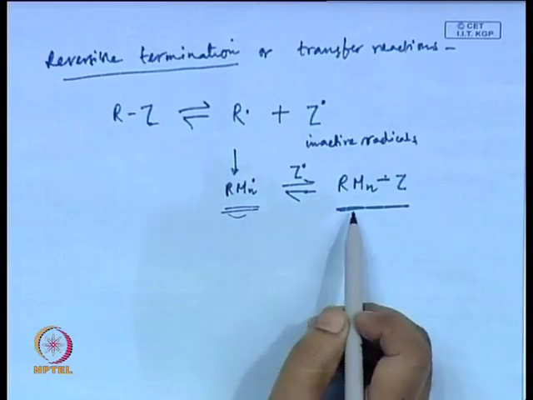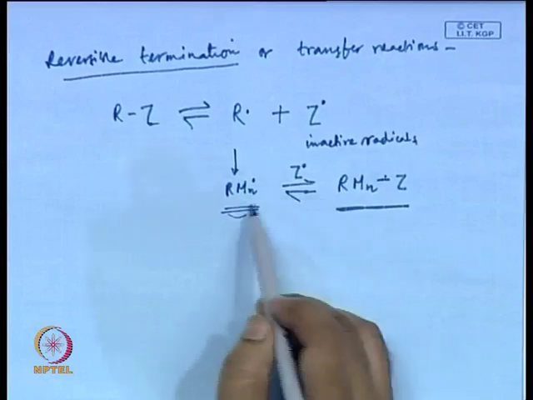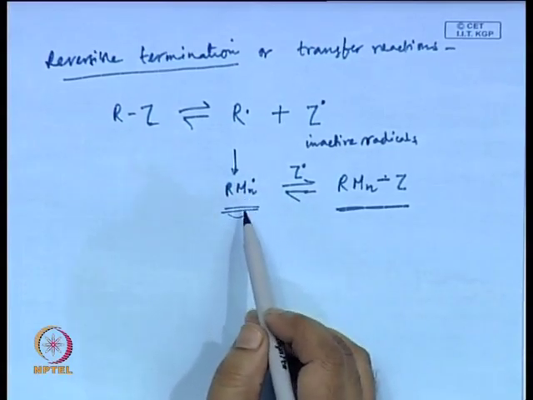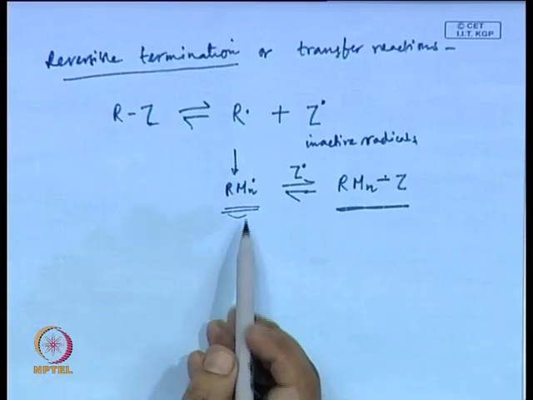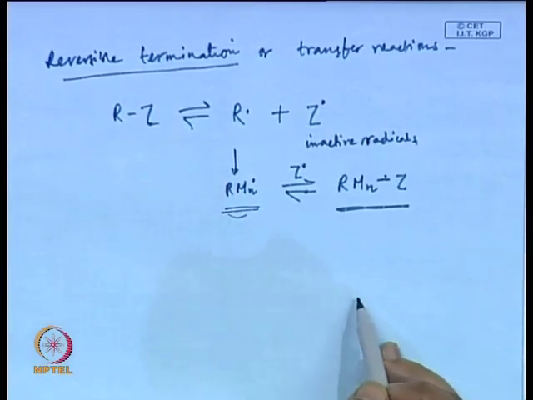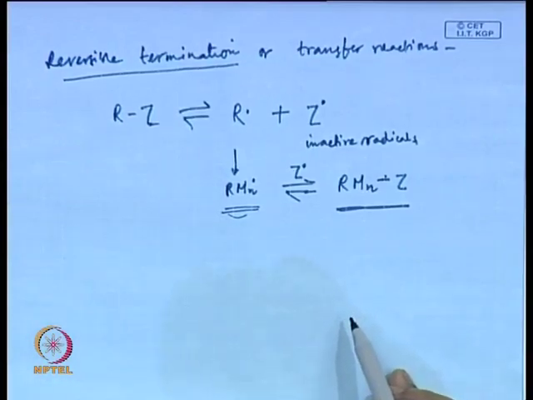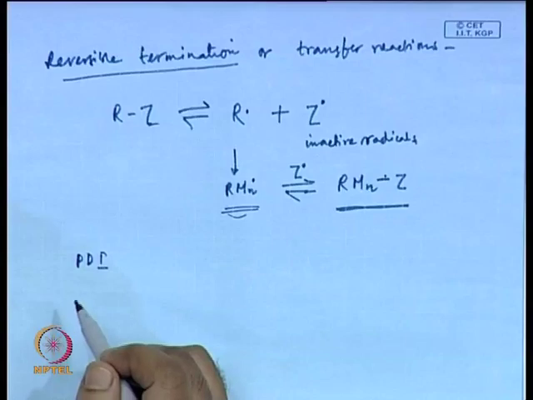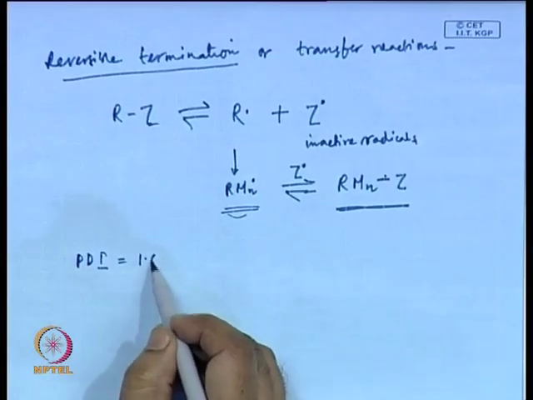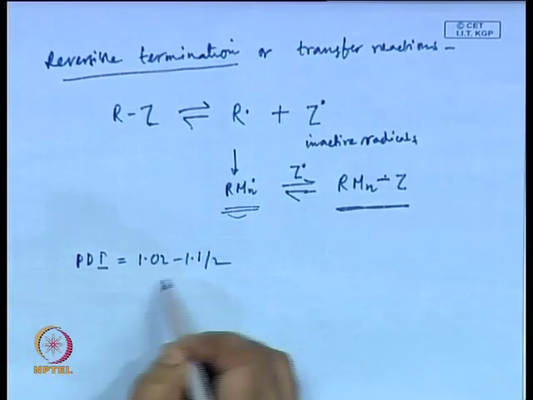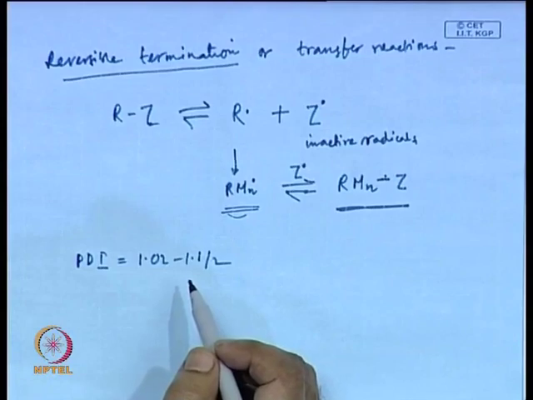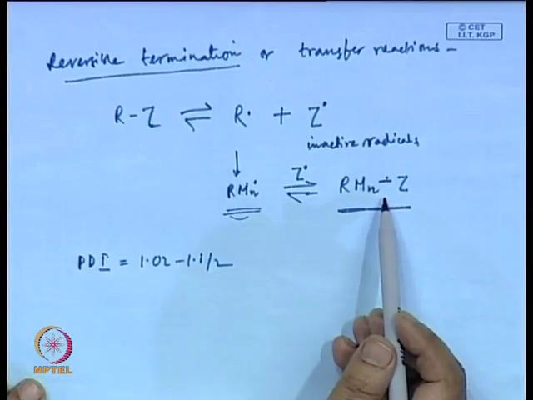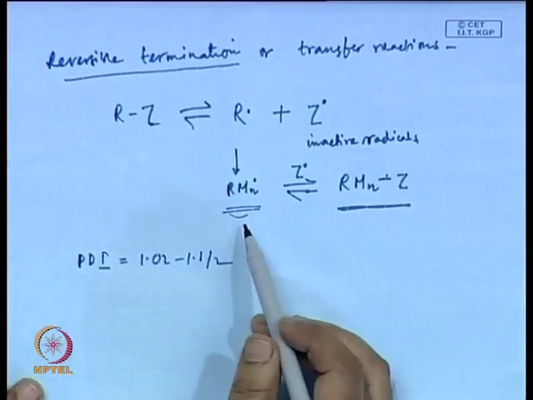And also, because this is an equilibrium process, every radical is coming out and going into the dormant form. All these propagating radicals are spending the same amount of time in this form. So, they are undergoing propagation for the same duration, which ensures that the chain length of the polymer produced is almost similar in size. So, PDI would be very narrow, say 1.02 to 1.1 or 1.2, something like this. So, they are very close, and at the end of the reaction they will again remain in this form. So, you can add a second monomer to form a block copolymer.